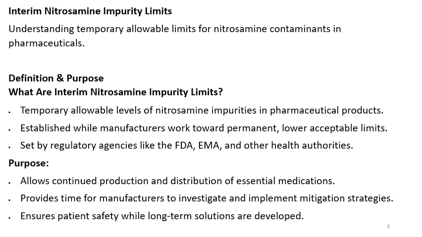These are set by the regulatory agencies like FDA, EMA, ANVISA, and many others. The purpose of interim limits is to allow continuous production and distribution of essential medications. It provides time for manufacturers to investigate and implement mitigation strategies, and it ensures patient safety while long-term solutions are developed.